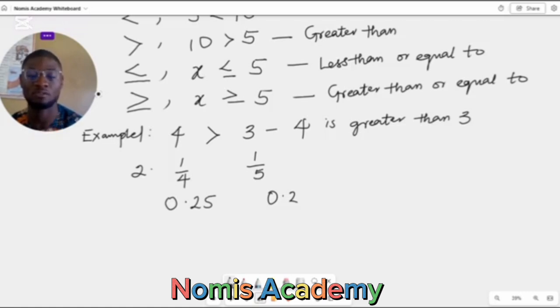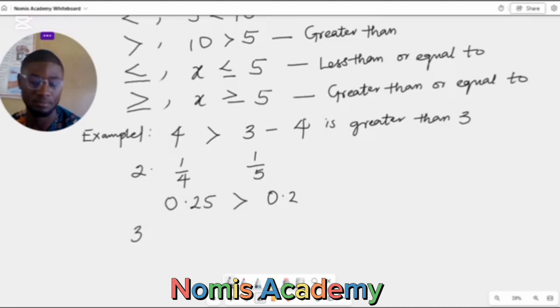You see the fraction 1 over 4, meaning that there is a thing divided into 4. If it is to be shared among 4 persons, and the same amount of thing divided into 5 and shared among 5 persons, you will see that those given 4 divisions have a larger quantity compared to those that have 5 divisions. So I can tell you that 1 over 4 is greater than 1 over 5. So 0.25 is greater than 0.2. Is that clear? Let's take another example.